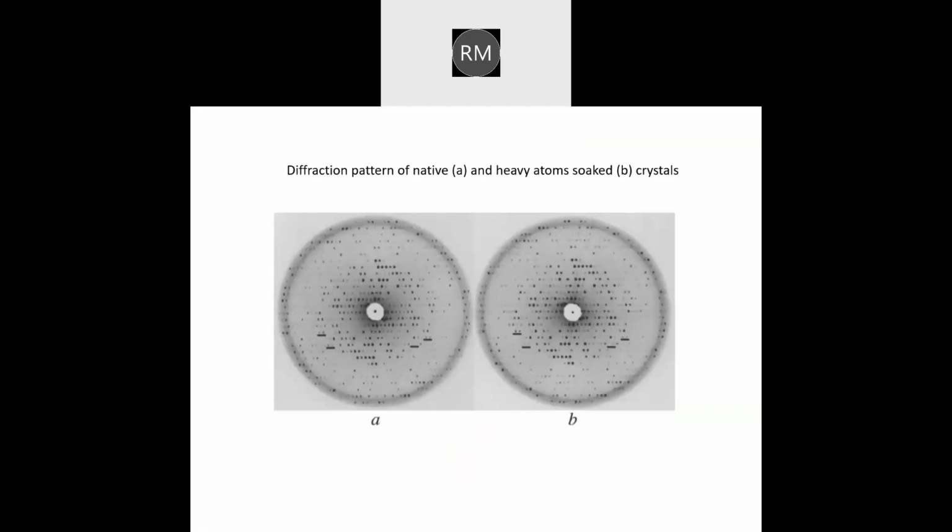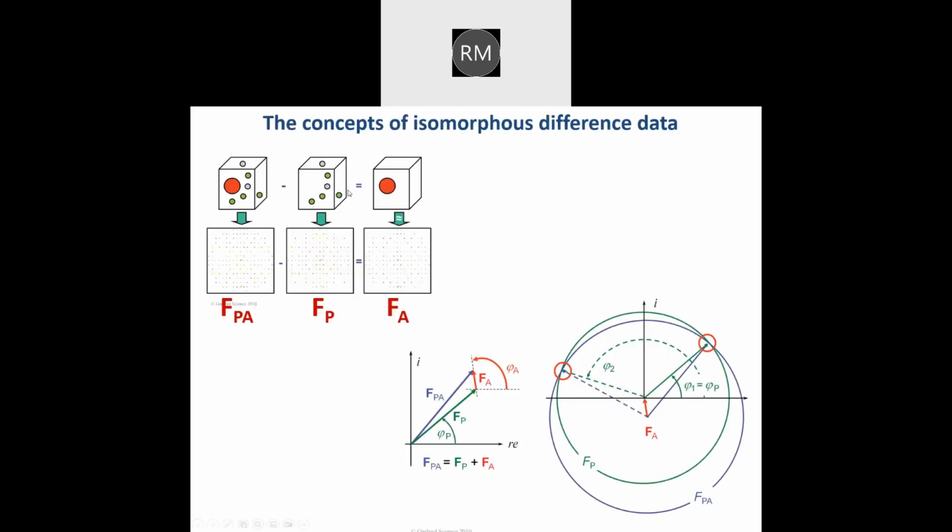For example, these are the two diffraction patterns shown here. One is a native without heavy atoms, the other with the heavy atom, and you can see the change in electron density, the change in the diffraction intensity. Because you added the heavy atom in the crystals, you see the difference in the intensities, and this difference in the intensities is exploited to get the position of the heavy atoms, and from the heavy atom positions you can get the phase angles of each reflection.